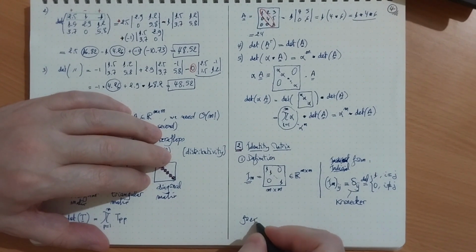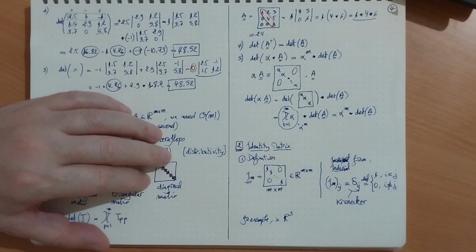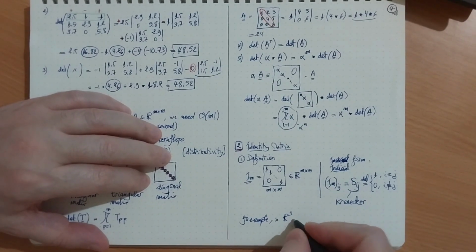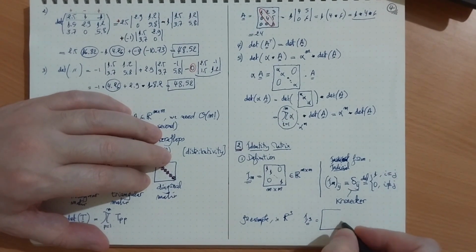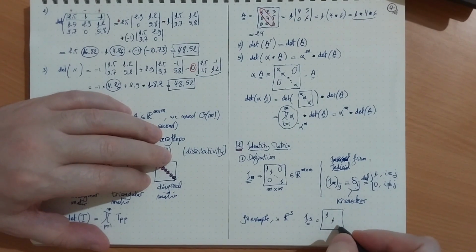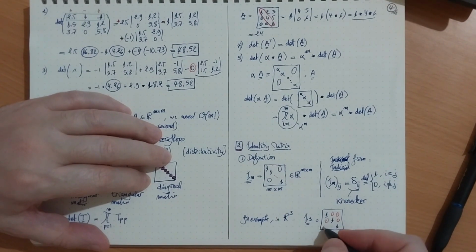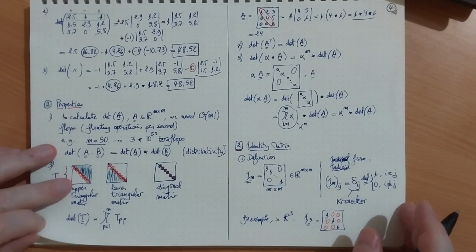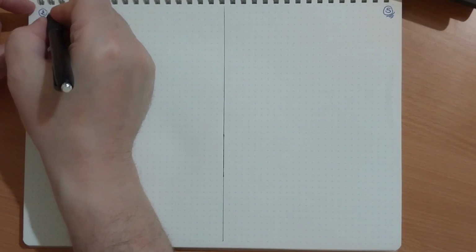For example, in R3, in the ambient space, the physical space we see every day, the identity matrix is 1, 1, 1, and the 0. So very simple. Let's see now the properties. There are two properties actually.